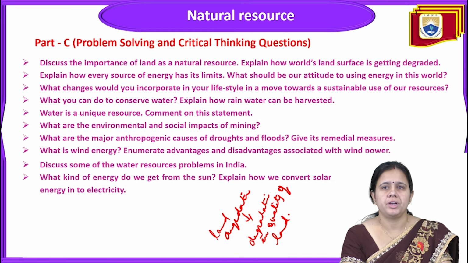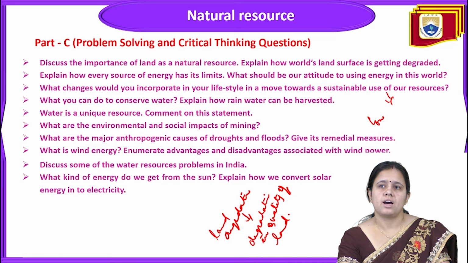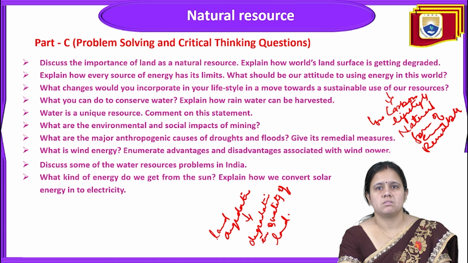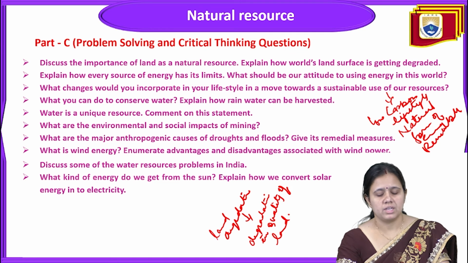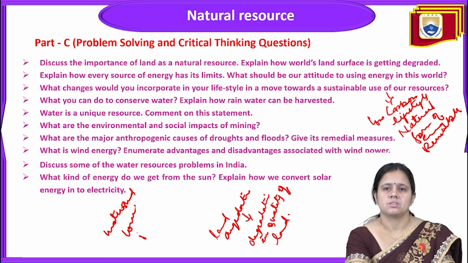Next is: what change would you incorporate in your life cycle to move toward the sustainable use of natural resources? So here you have to mention a low carbon lifestyle, and the use of natural forms of energy, and dependency on renewable energy sources should be increased. What can you do to conserve water? Explain how rainwater can be harvested. So here you have to discuss the conservation methods of water, like watershed conservation and rainwater harvesting.